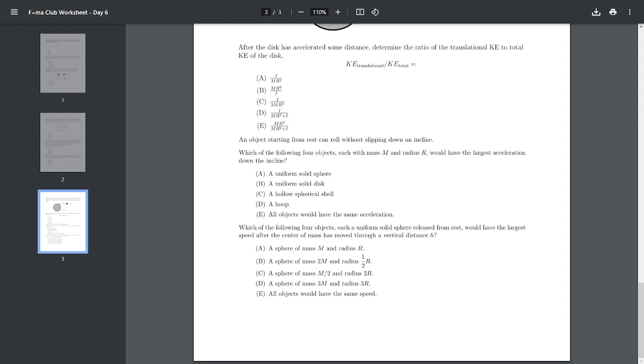Alright. So, objects starting from rest can roll without slipping down an incline. So, roll without slipping. That's the last slide of our slideshow. Which of the following objects, each with mass m and radius r, would have the largest acceleration down the incline? And it gives us a few options.